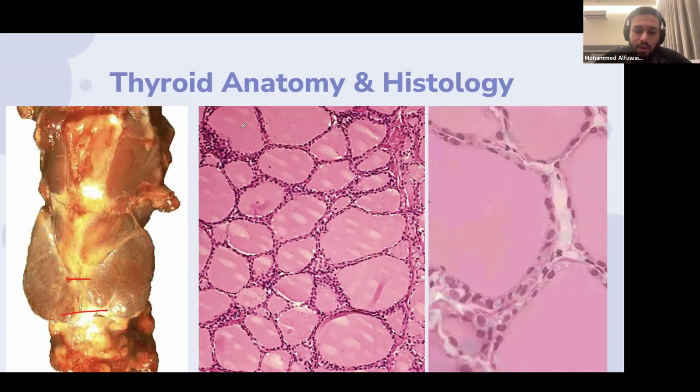Now in terms of the histology, you have follicles. Inside the follicles is the colloid, which is this pink structure. What's lining the follicles? You have the follicular cells. In between the follicles, you have these big cells. These are called the parafollicular C cells. Now, these parafollicular C cells secrete what?